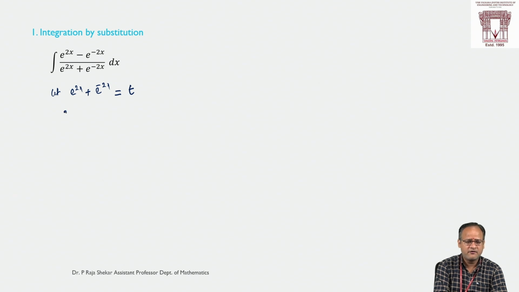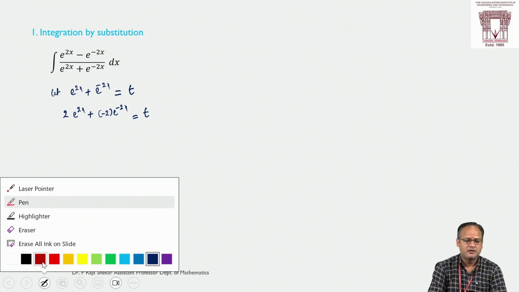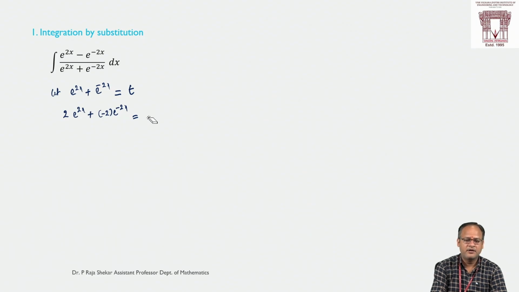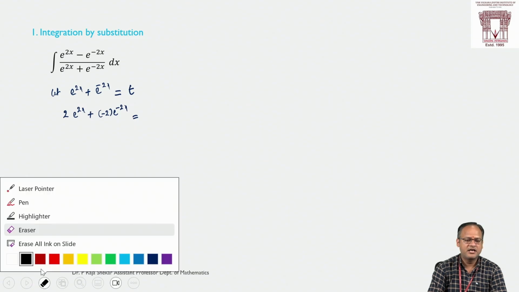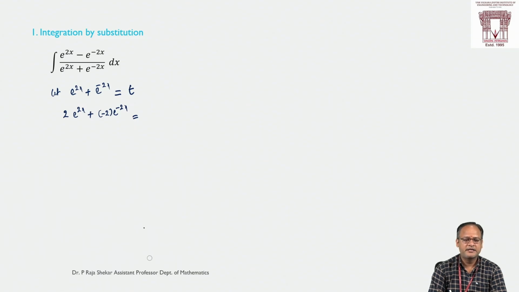Then upon differentiating, it is 2 into e^(2x) plus the derivative of e^(-2x), which is minus 2 into e^(-2x). Differentiation of e^(kx) is e^(kx) into k. So what do we have? We have e^(2x) and e^(-2x). The derivative of e^(2x) is 2 into e^(2x), and the derivative of e^(-2x) is minus 2 into e^(-2x).